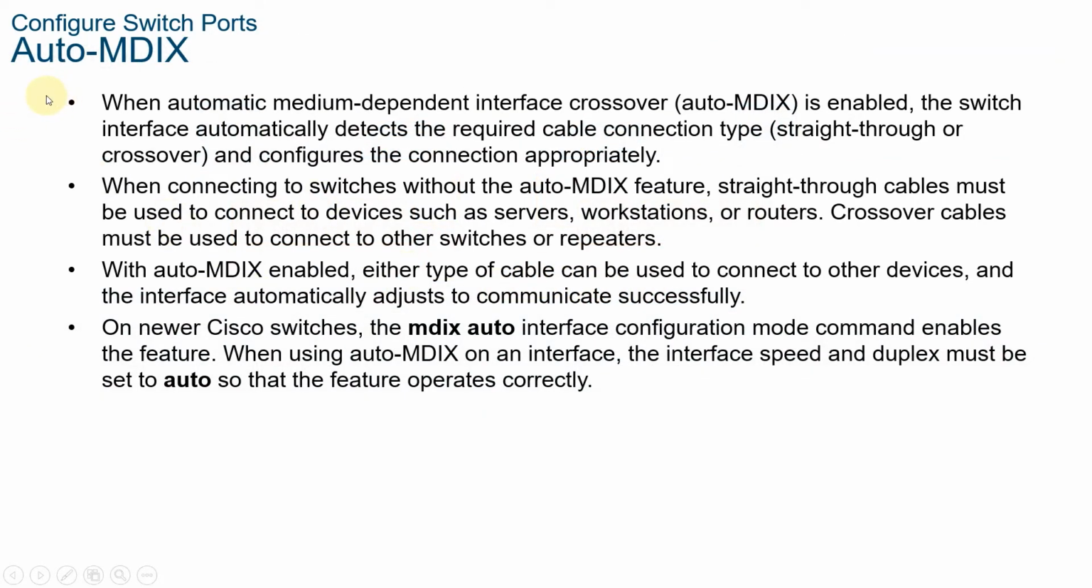Okay, so let's talk about the auto MDIX. Until recently, certain cable types, straight through or crossover, were required when connecting devices. Switch to switch or switch to router connections require using different Ethernet cables. Using the automatic medium-dependent interface crossover, or the auto MDIX feature, on an interface eliminates this problem. So you don't have to worry about a specific type of cable to be used, like having to know which cable is a straight through and which cable is a crossover.